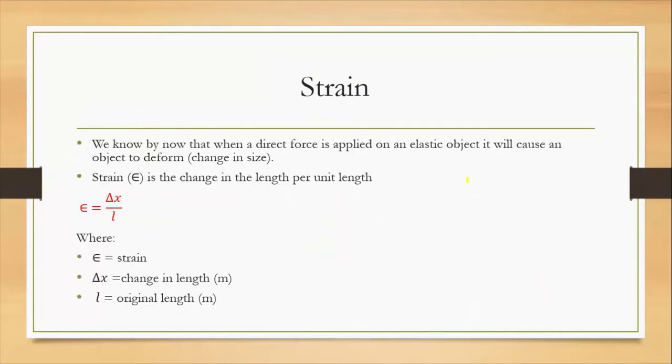All right. Strain. We know, guys, that when a direct force is applied on an elastic object, it will cause the object to deform, in other words, to change in size. Deformation is the change in size. It can either expand or contract. The strain is therefore the change in length per unit length. So strain ε is Δx, the change in length, over the original length. Can we go on from there?